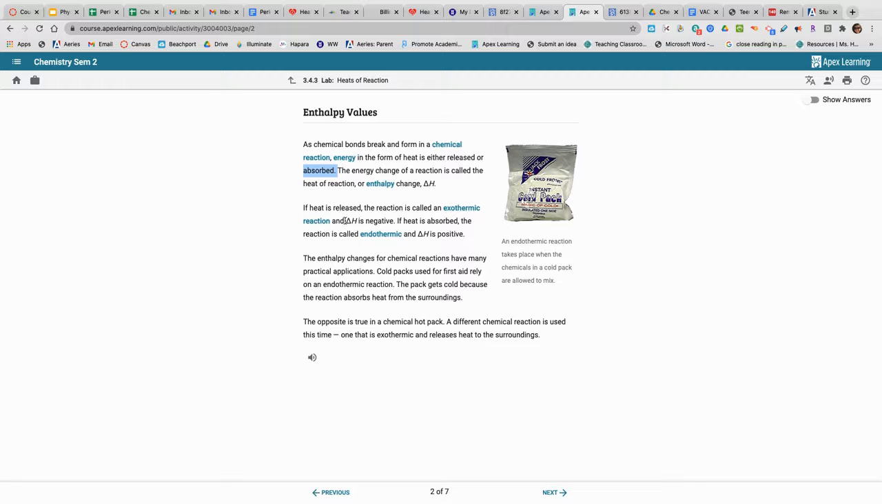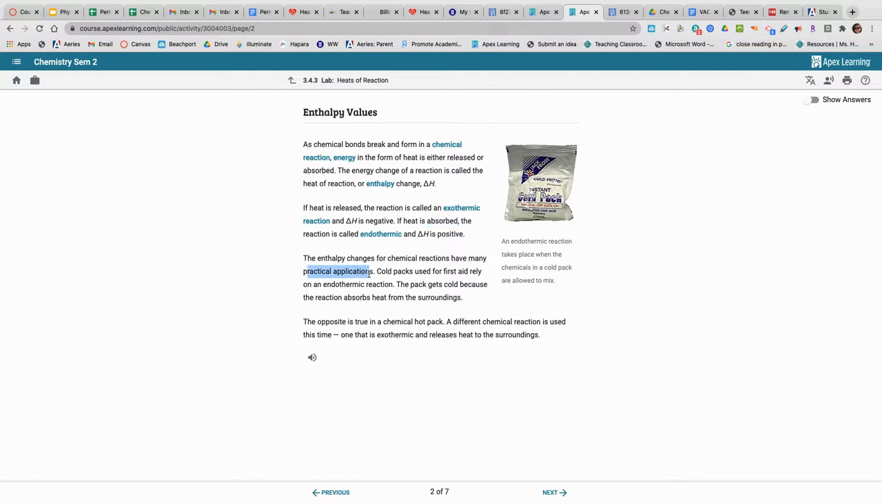Okay, so when the delta H is negative, that means your final enthalpy was less than your initial, which means that your reaction released energy, or was exothermic. If heat is absorbed and you have an endothermic reaction, I think I just misspoke, that's exothermic. If you have an endothermic reaction, then your delta H is positive. Okay?